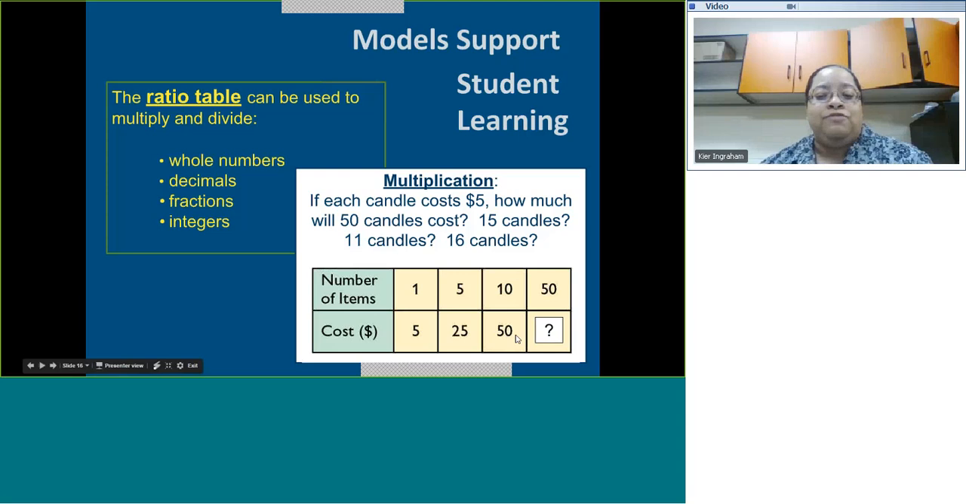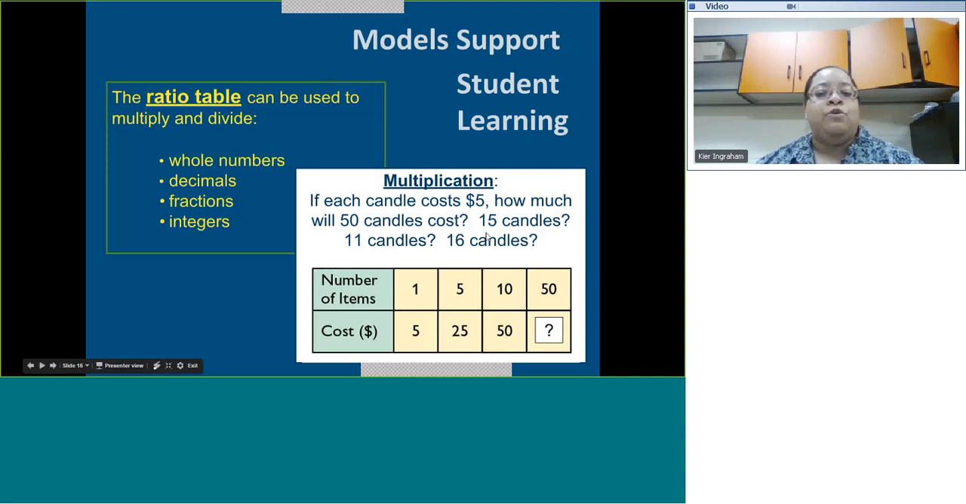So it made that easier. They didn't have to do everything in between. Same thing with 15 candles. If I've got 10 candles is $50, then I'm like, oh, well, here's 5. Well, 5 and 10 is 15. Then it must stand to reason. So there's a pattern that you're finding, and that's another key element for our students. So now I'm like, oh, well, if 5 plus 10 is 15, then I can do 25 plus 50, and that must be $75 for 15 candles.